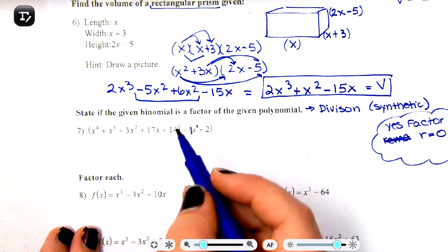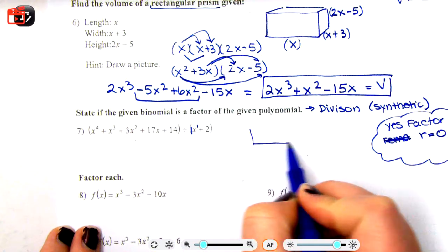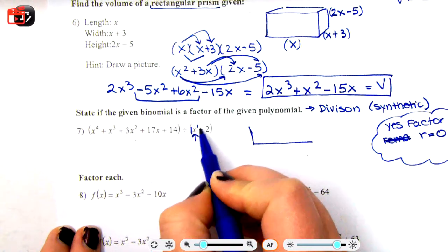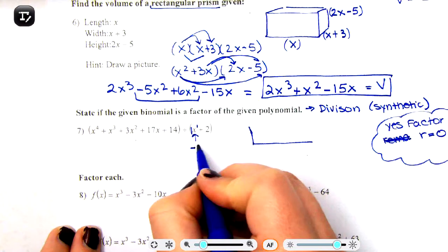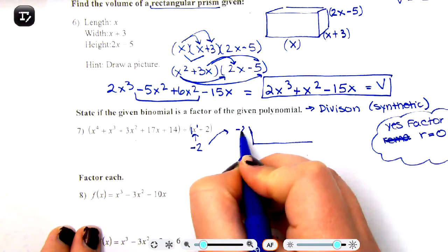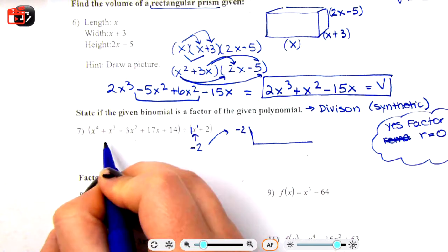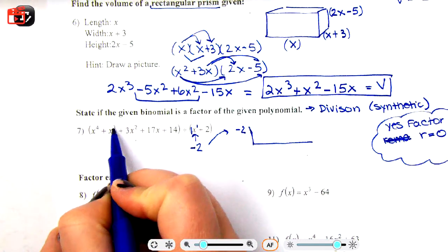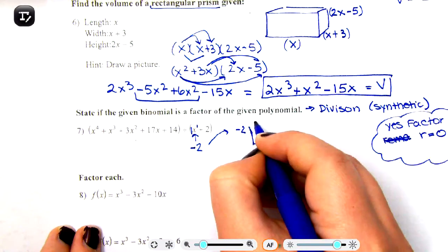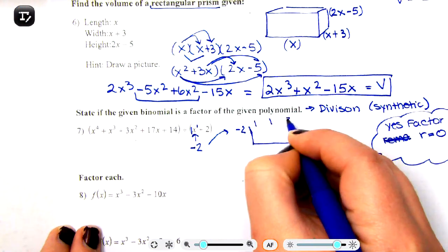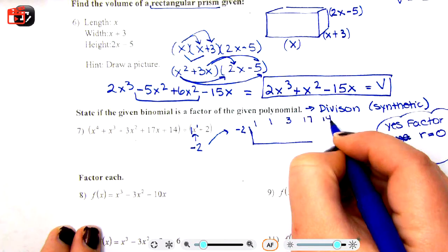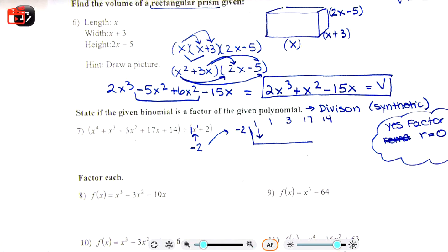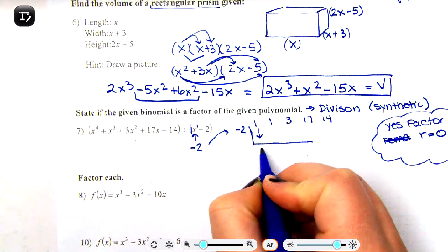Okay, so let's do that. Remember, for synthetic, you are finding out what your 0 is, which is negative 2. You're writing that here, negative 2. You're using only the coefficients, and make sure you put in placeholders if you need it. So always go 4, 3, 2, 1, 0. No placeholders needed. I have 1, 1, 3, 17, and 14. Bring down your 1. We might run out of space. I might have to bring in another sheet of paper, but we'll see.